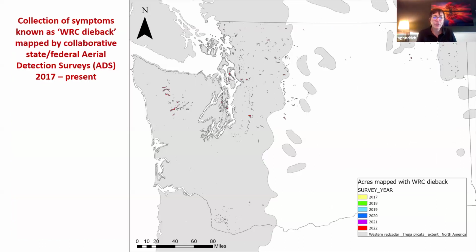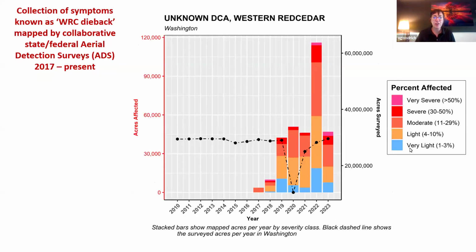So I want to show a couple of maps first about where it has been noted across Washington. This collection of symptoms is known as Western red cedar dieback, and that's what they're mapping from the planes as they're flying. This is a map of Washington, and the gray would be the Western red cedar potential distribution. Anywhere you see a color or shading other than the gray would be an area or polygon that they've mapped that has unhealthy or dead Western red cedar in it. It doesn't mean the whole polygon is full of dead or unhealthy Western red cedar. It just means it occurred in that polygon. And I'll show some close-ups of that in a moment.